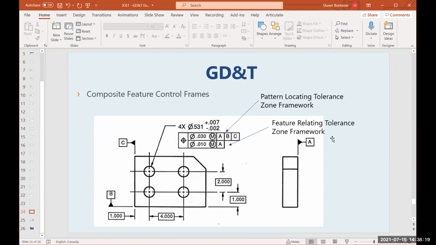So just keep in mind that you can come across composite feature control frames in GD&T, and it's important to understand the relationship between the pattern locating and the feature relating.